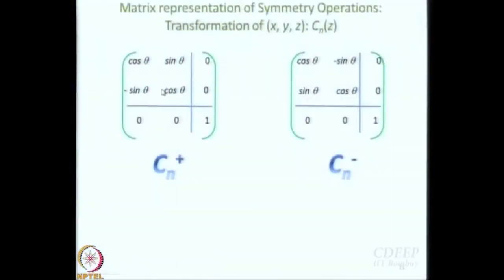And point number 2 is, if you look at these 2 by 2 blocks, what is the similarity, what is the difference? The difference is the position of the minus sign, isn't it? Yes, they are transposed. But what is the same is the character. 2 cos theta, here also it is 2 cos theta. So it does not matter if I rotate in clockwise direction or anticlockwise direction, the character remains the same.